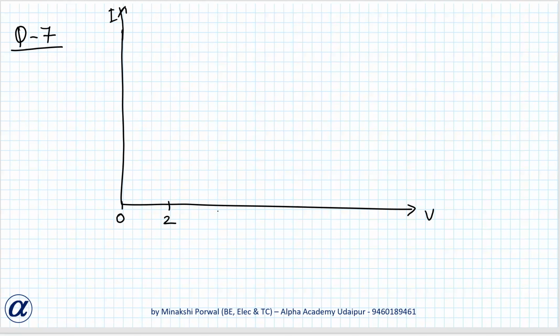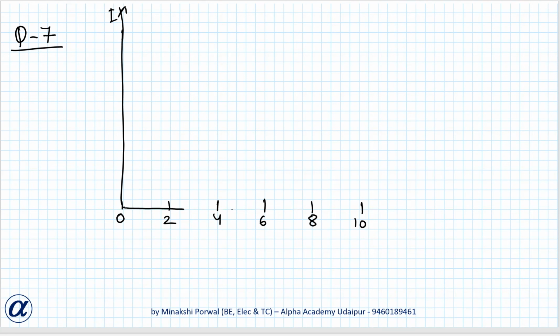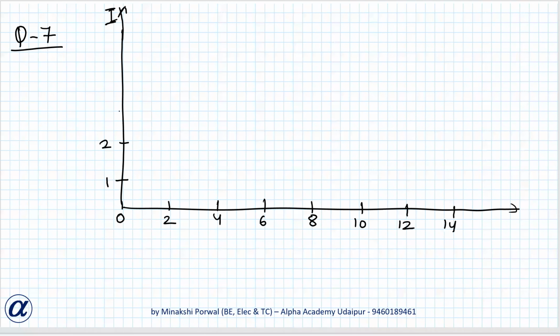0, 2, 4, 6, 8, 10, 12 and 14. And current I varies till 4 amperes. So 1, 2, 3 and 4.